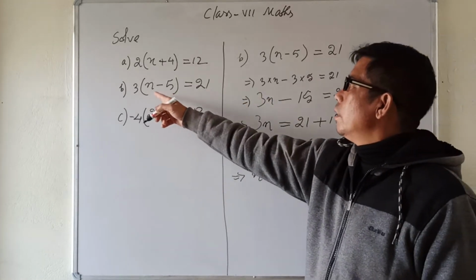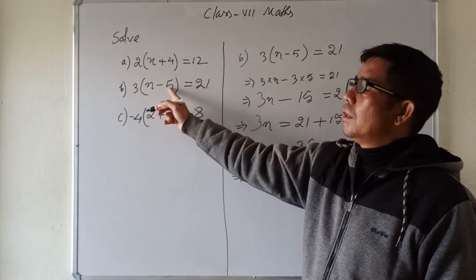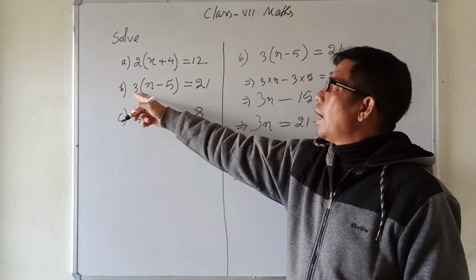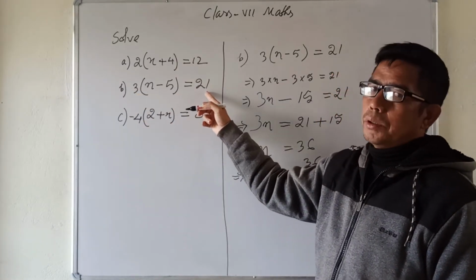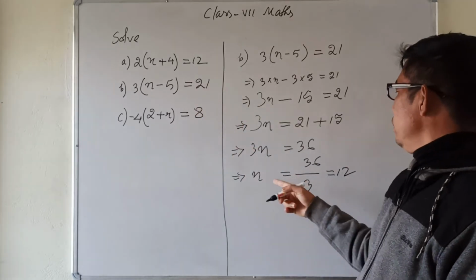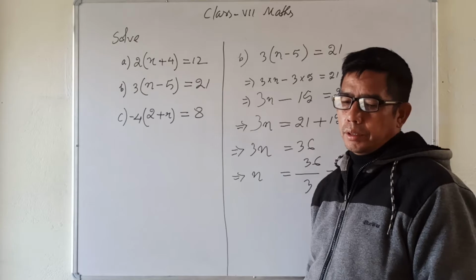That is, when you replace n by 12, 12 minus 5, 7. 7 3s are 21. On the left side, 21. On the right side also 21, which is true. So n equal to 12 is the correct solution of the second equation.